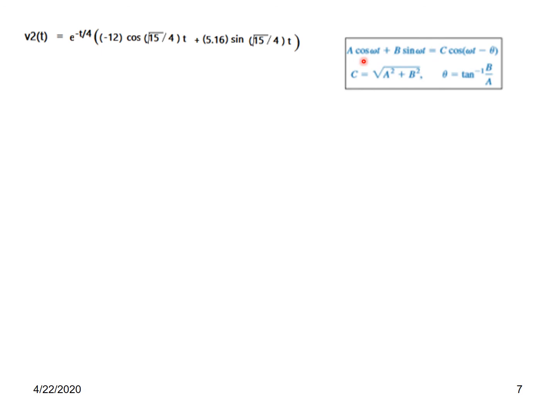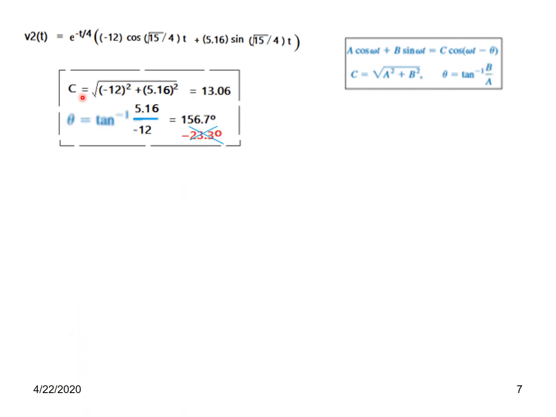So we were here, and now we'll take help of this formula. This formula: a cos omega t plus b sin omega t is equal to c cos (omega t minus theta), where c is under root a squared plus b squared and theta is tan inverse b over a. And so by calculating, this is our a and this is b, so we find c to be 13.06. Now theta will be tan inverse of this. Now if you try to calculate it through a calculator, you will get an answer of minus 23.3 degrees, which is not correct. And let's see why it is not correct.